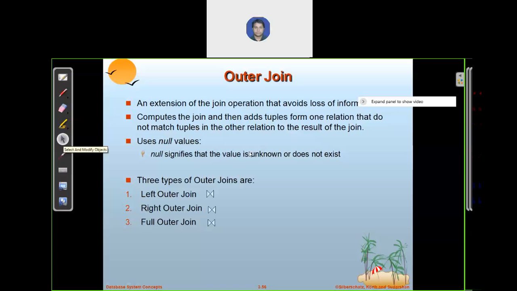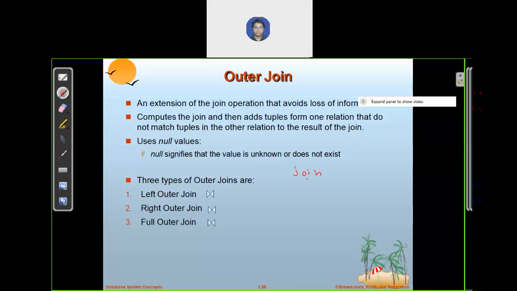and this outer join is an extension of the join operation that avoids loss of information. How? It computes the join and then adds tuples from one relation that do not match tuples in the other relation to the result of the join.